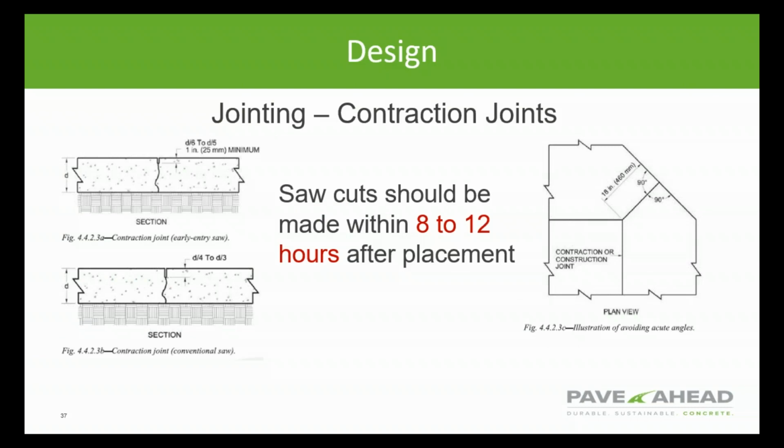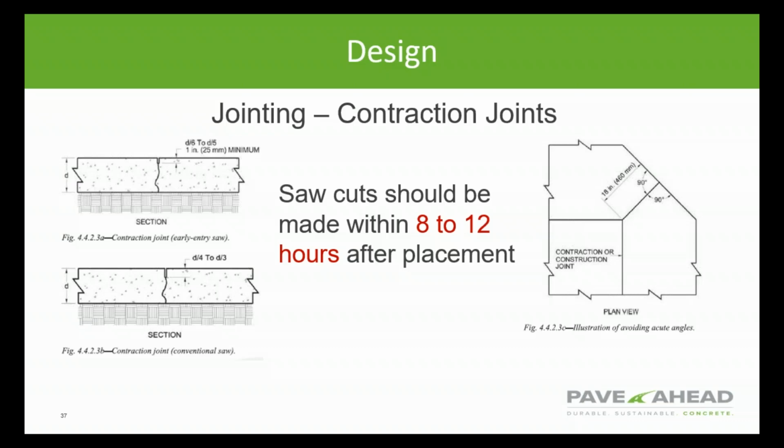A contraction joint is often called a control joint, and these are joints that we control, used to control cracking. I often refer to contraction joints as pretty cracks. For conventional saws, contraction joints are cut about 1/4 to 1/3 of the thickness of the pavement. So if you have an 8-inch thick pavement, you should be cutting a minimum of 2 inches.